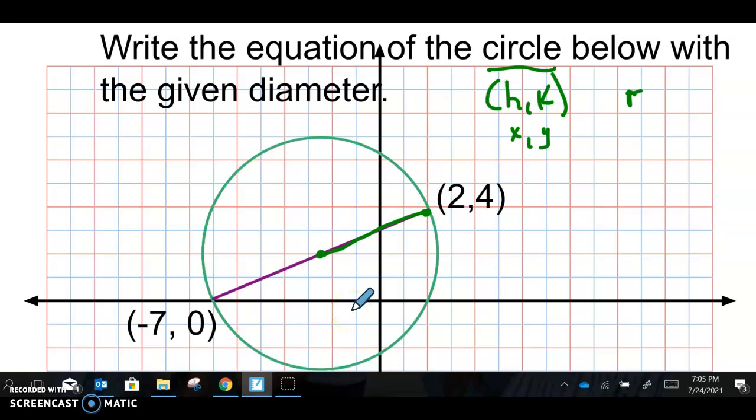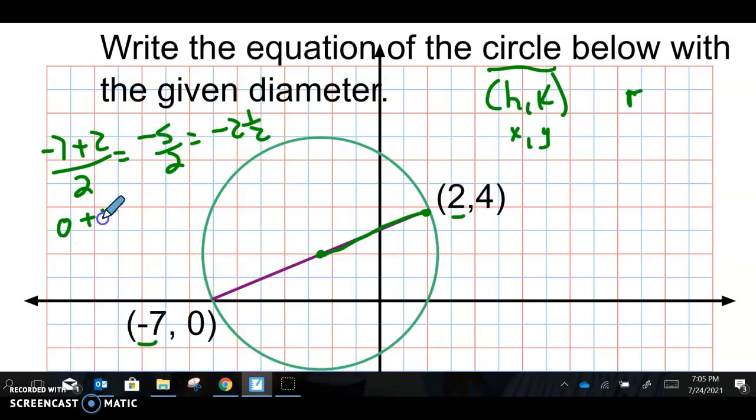Well, I can find the center by finding the midpoint of the diameter. So I'm going to add my x coordinates together, negative 7 and 2, cut that in half. So that's negative 2.5. I'm going to add my y coordinates together and divide that by 2. So it looks like my center is negative 2.5, comma 2. Negative 2.5, 2. Yeah, I was pretty close there, huh?